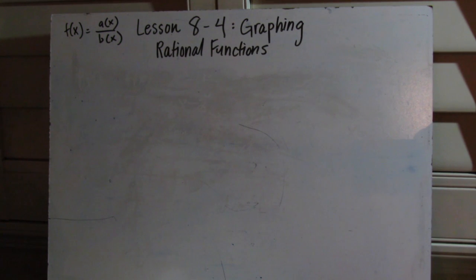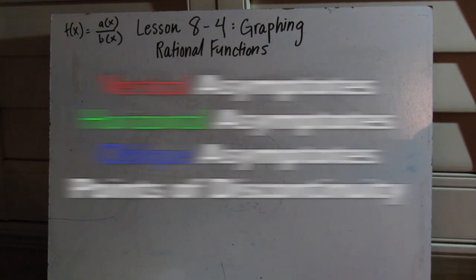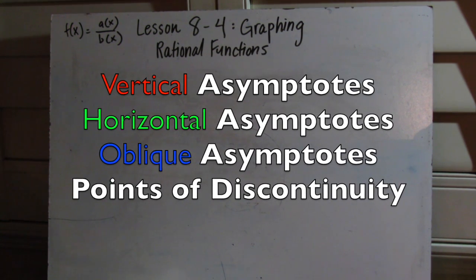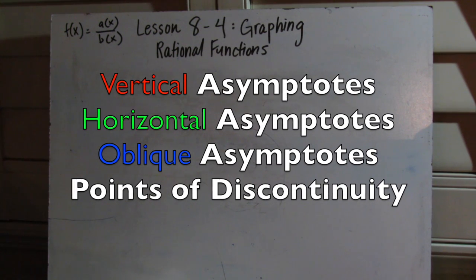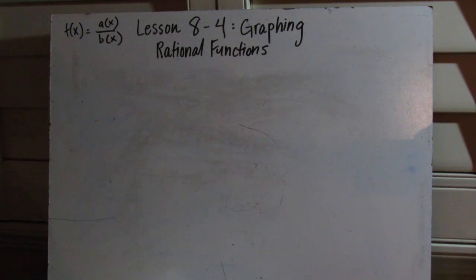So that's all. All you needed to know in this lesson were vertical asymptotes, horizontal asymptotes, oblique asymptotes, and points of discontinuity. Once you have these, you're ready to actually graph rational functions.